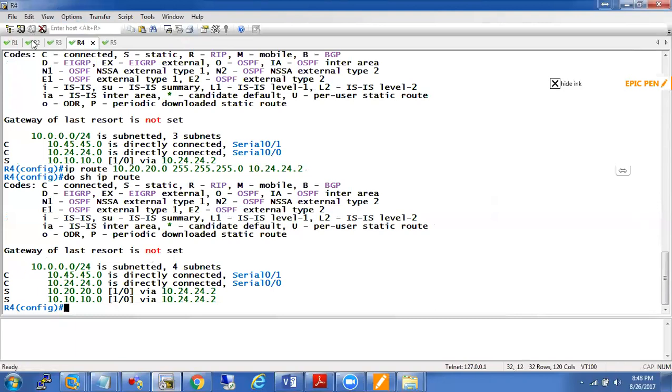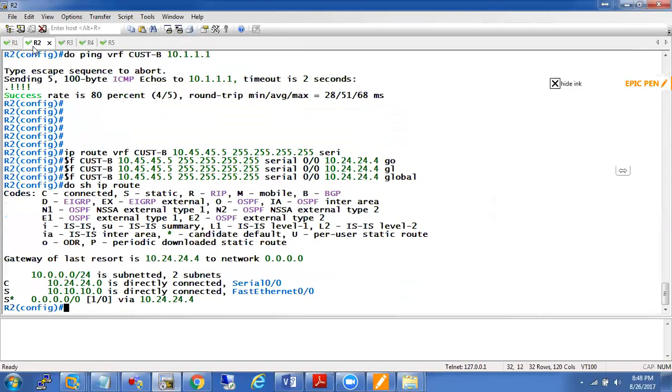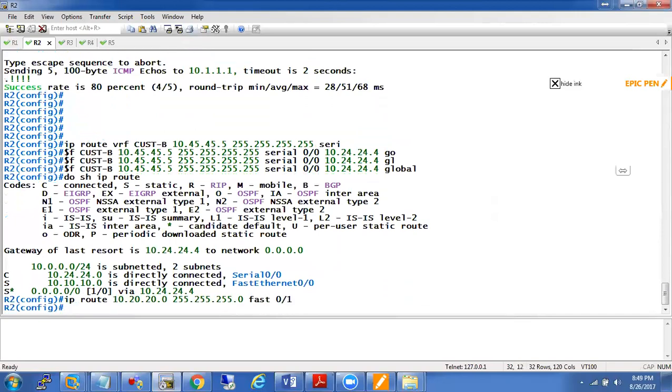So I would go to router 2, show IP route. This is the global one. I only know about 10.10.10.0, which is on F0/0. What do I do over here? IP route 10.20.20.0. And what do I tell it? How do I throw it towards the VRF? There you go.